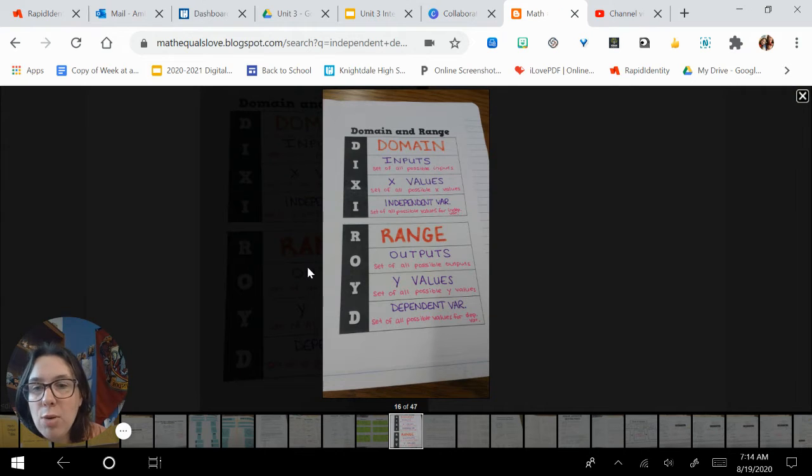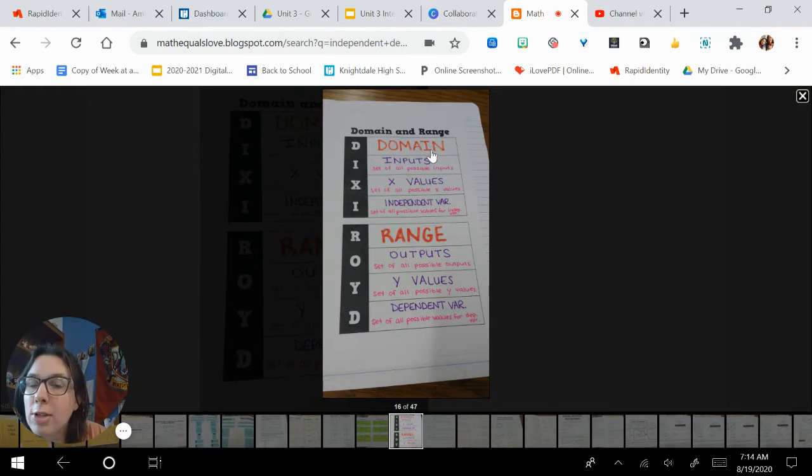So domain and range are ways that we can identify what type of values a function can have, specifically when we're talking about graphs usually. So I have this little mnemonic device, Dixieroid, about how we can describe domain and range.